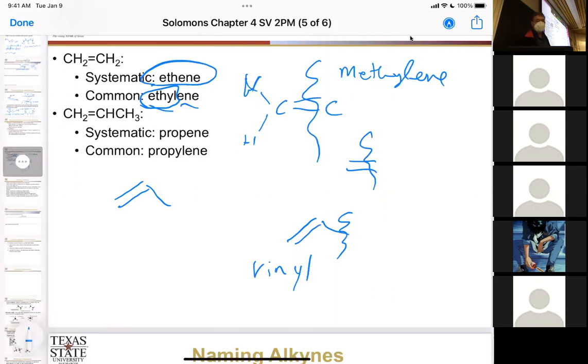Because we already used ethylene up here, we have to call it something else. So it's called the vinyl group. So it's looking like an ethylene attached to some other substrate. And so that's kind of cool. Well, we also have another one. Whereas if we add one more CH2, we call this the allyl.